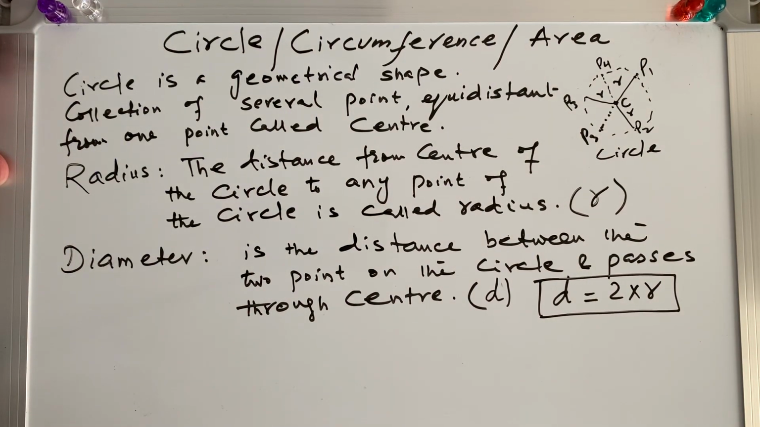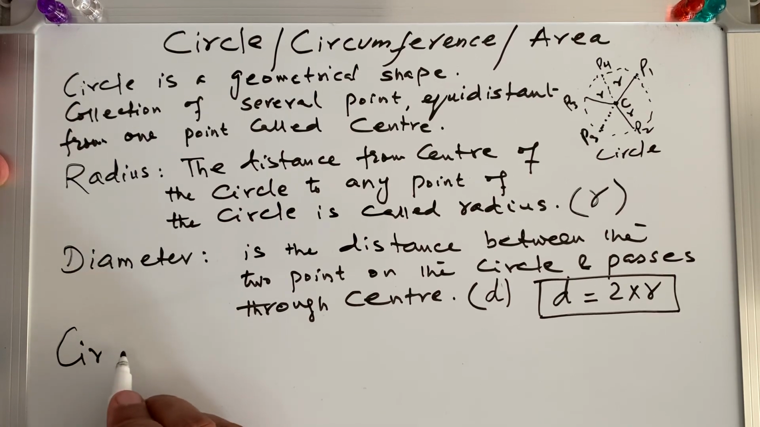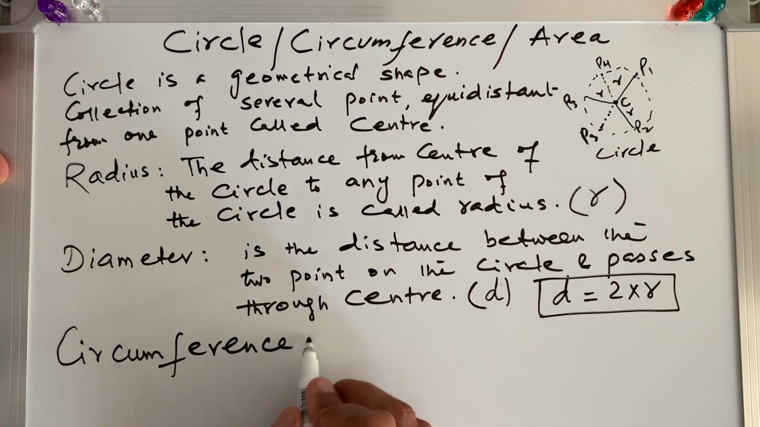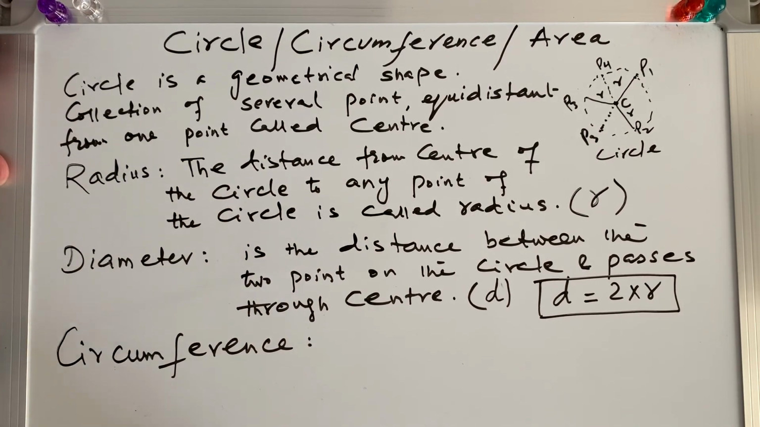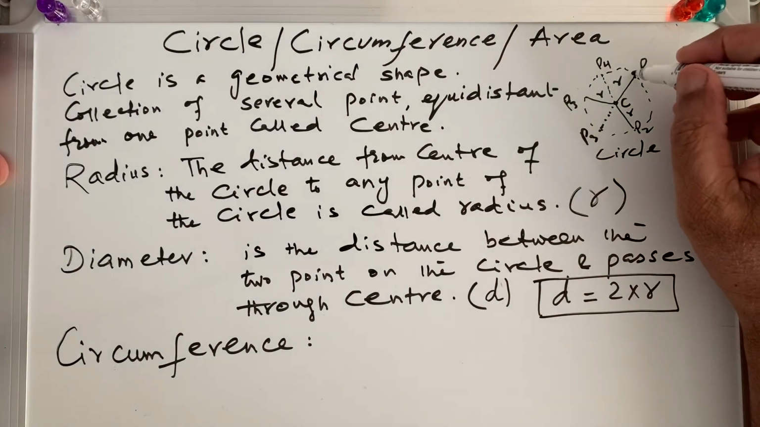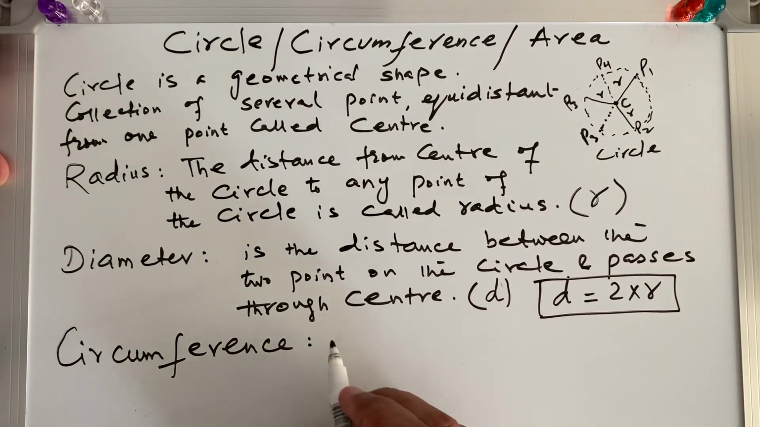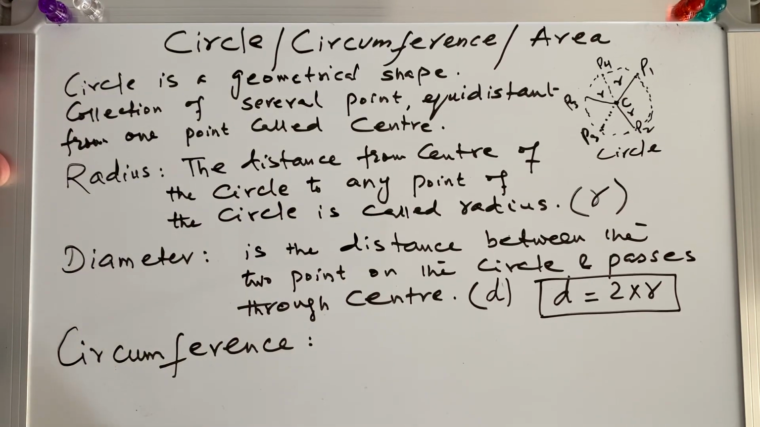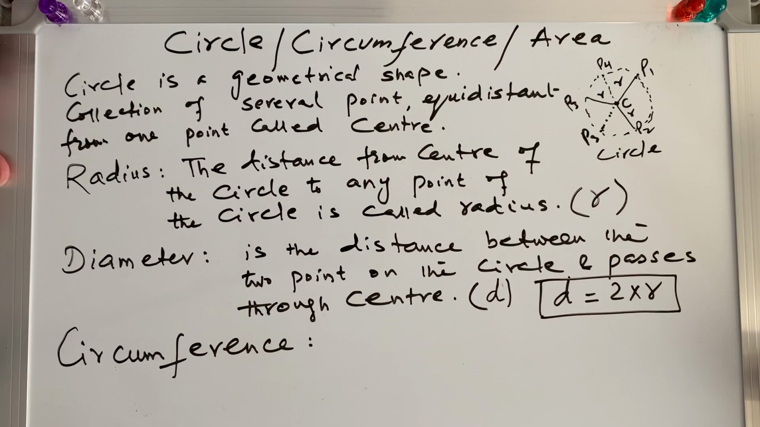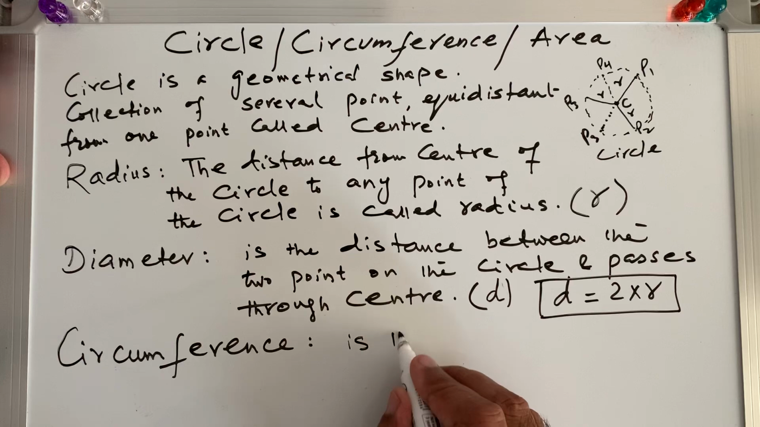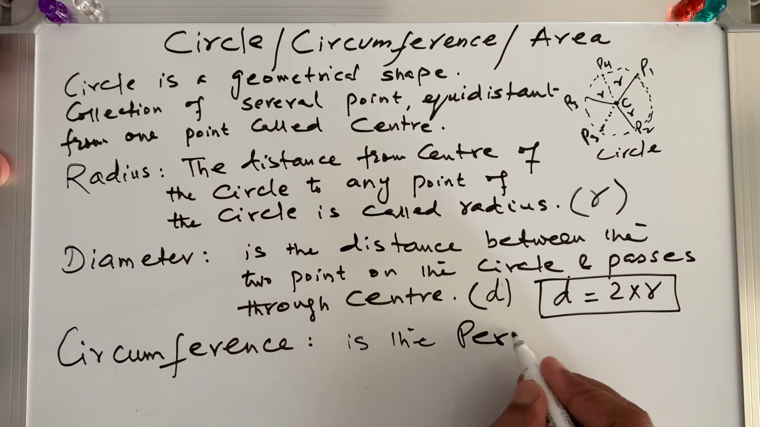What is the perimeter, right? Circumference. Now then we come to the circumference. Circumference. What is circumference? Circumference is collection of all these points which makes the circle, right? This is this collection of all the points. So this is called circumference. If we go across this, so the circumference is collection of all the points. So we can also define circumference as circumference is the perimeter of the circle.